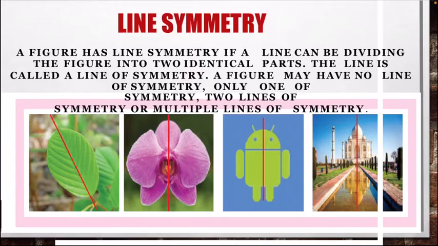Now look at the leaf. The leaf is cut into half diagonally. Can you see how it is? Yes. Some figures have a line of symmetry dividing them into two identical parts. That line can be called a line of symmetry. A figure may have one line of symmetry or two lines of symmetry. Sometimes it may have multiple lines of symmetry, and sometimes it doesn't have a line of symmetry. Now let us see about it.